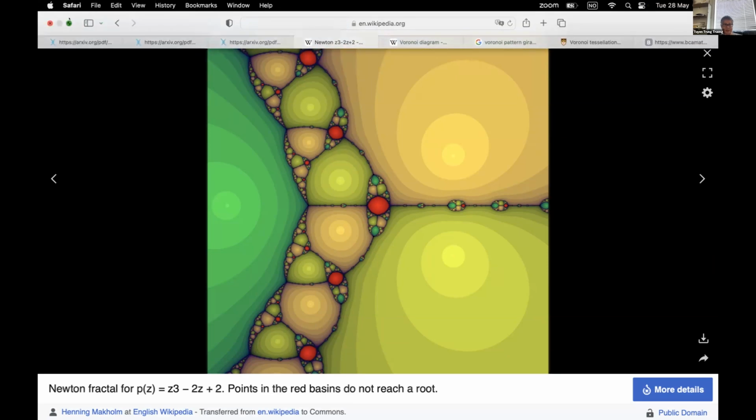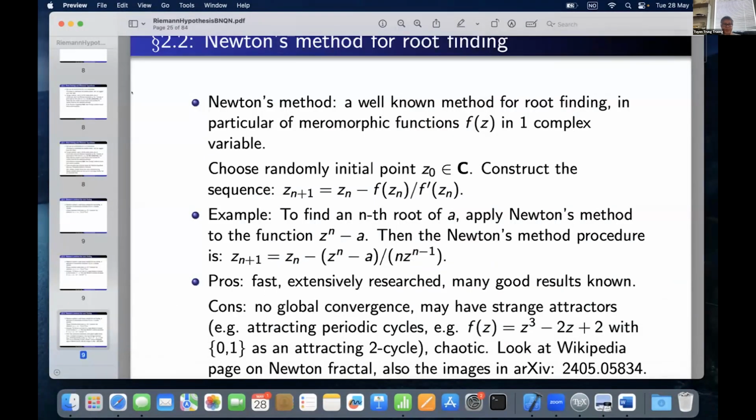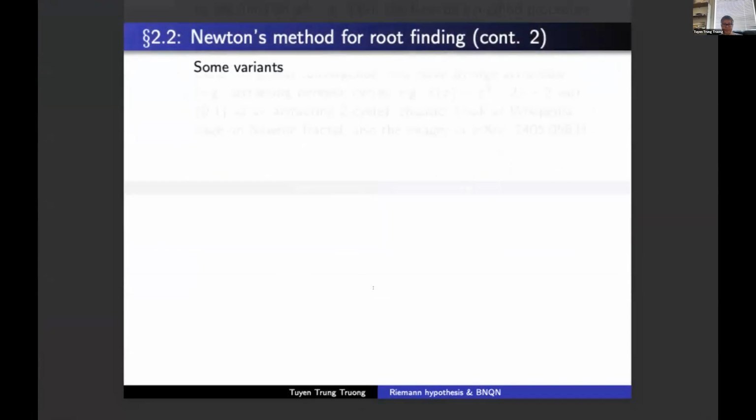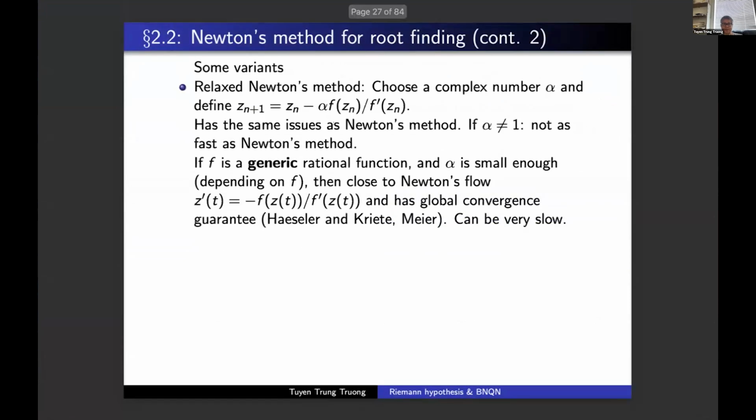Let me see. So now I come back to my slides. Then there are some variants. Example one is called the relaxed Newton method, where instead of one, you add an alpha here. Alpha is a complex number. So it has the same issue as Newton's method.